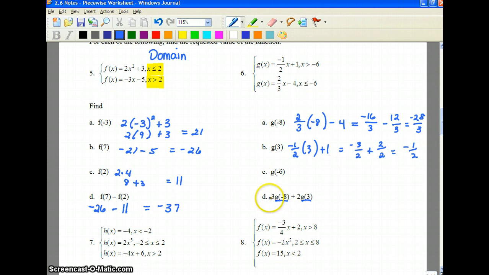This says take 3 times this answer. So I need 3 times negative 28/3 plus 2 times this answer, which was negative 1/2. Well, now it's not so hard because these things cancel, and I end up with negative 28 minus 1, which is negative 29.